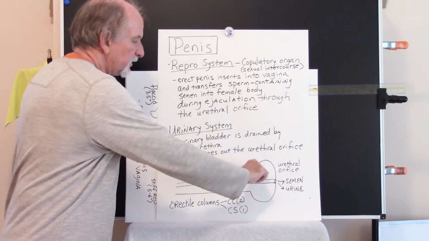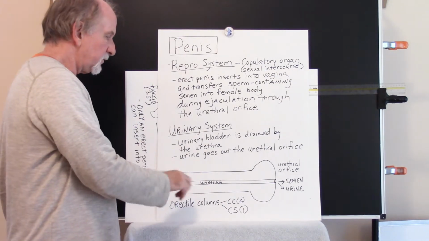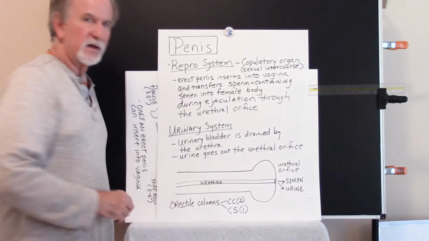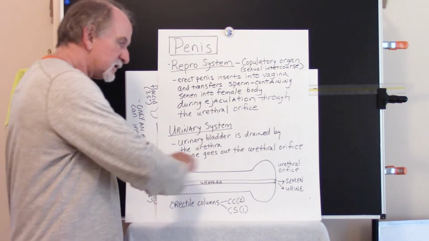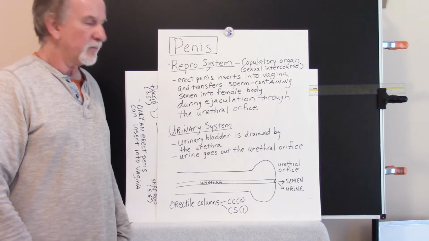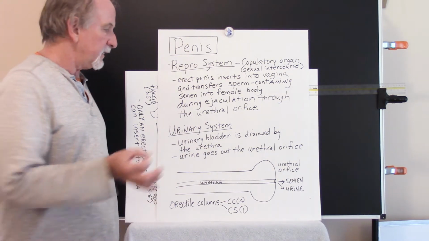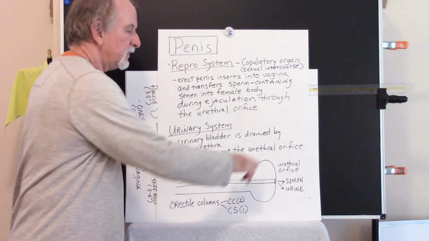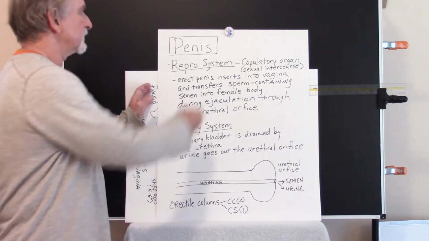So the urethra is a tube that allows guys to pass urine to the outside of the body. It's also the same tube that semen is ejaculated from. So there's one opening at the end of the penis, and that opening is the urethral orifice.